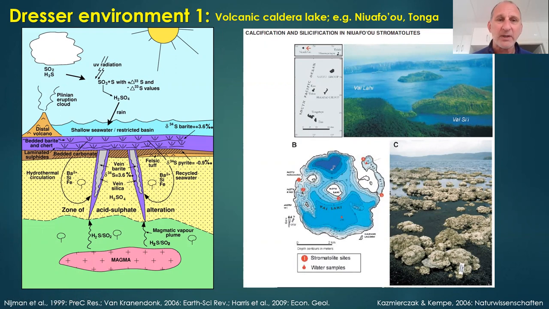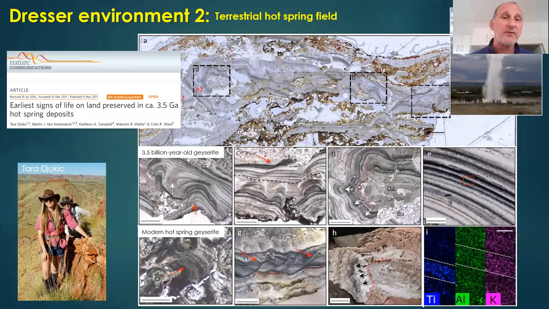So that's one environment we have in the Dresser, but what we've also recently found is evidence for an exposed land surface with hot springs. My PhD student, Tara Djokic, published this paper in 2017 already.